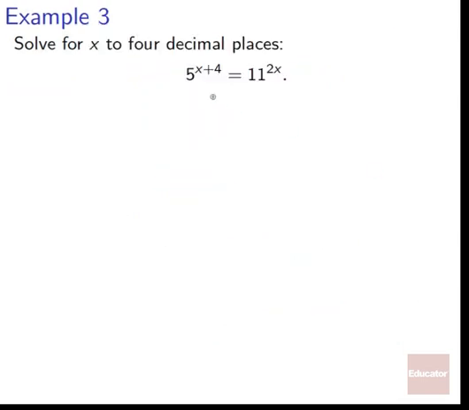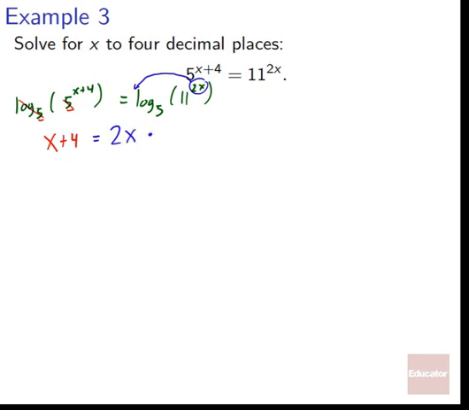All right, third example. Solve for x to 4 decimal places. 5 to the x plus 4 equals 11 to the 2x. So we could write this as log base 5 acting on 5 to the x plus 4, and then log base 5 on the other side as well, acting on 11 to the 2x. So since we've got log base 5 and exponential base 5, they cancel out, and we've got x plus 4 on the left side. On the right side, we see that we've got 2x raised here as an exponent, so if we want, we can bring it out to the front. So we've got equals 2x times, and then our remaining log base 5 of 11.